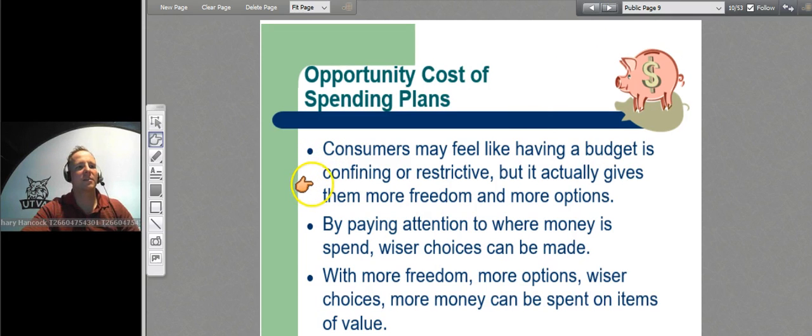Okay, so you have opportunity costs of spending plans. Consumers, which are you guys who use things, buy things, may feel like having a budget is confining or restrictive, but actually it gives you more freedom and options. Because if you're not spending on the little things, like going into the gas station and coming out with $10, $15 worth of stuff, you're able to buy things that you want to buy because you have extra money left over, it's nice. By paying attention to where your money goes, you make wise choices. And as I said, you get to spend it where I think it really matters. With more freedom, more options, wiser choices, more money can be spent on items of value and things that you really want.